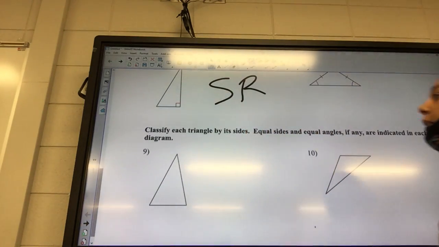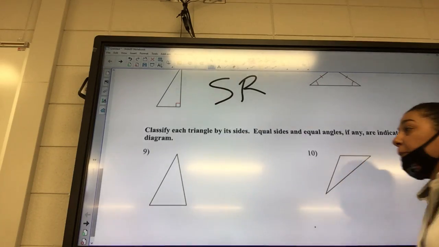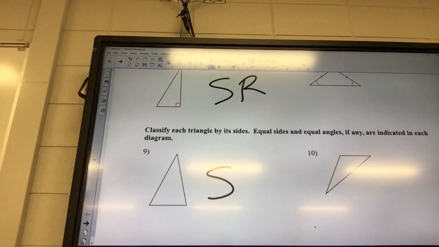Look at 9. Oh, these ones do have markings. They should. Is it a scalene, isosceles, or equilateral? It's a scalene. Nothing's marked, which means none of them are the same. Is it acute, obtuse, or right? Acute.